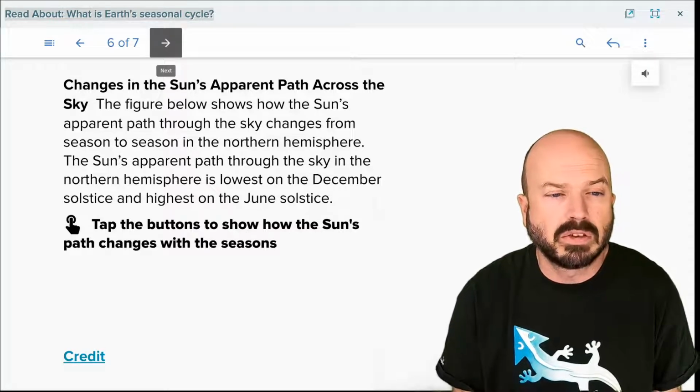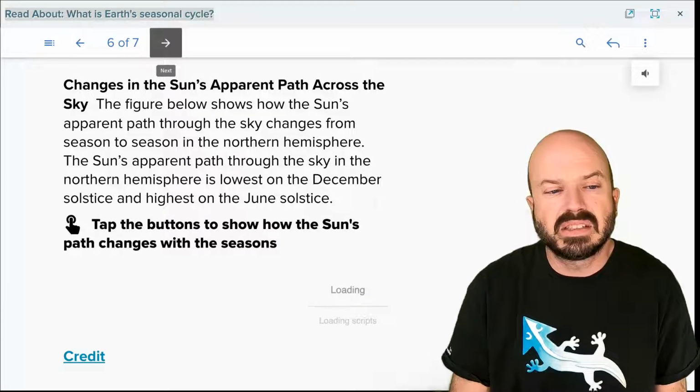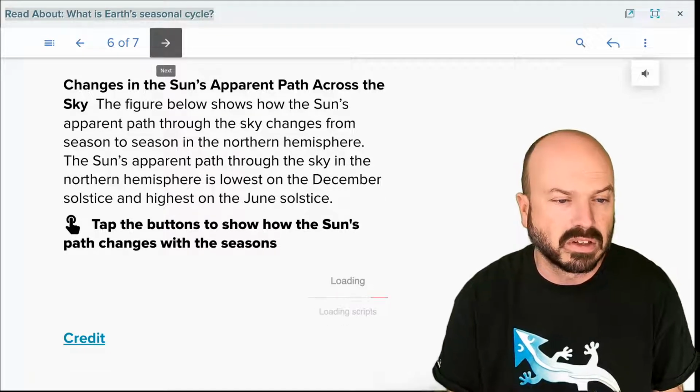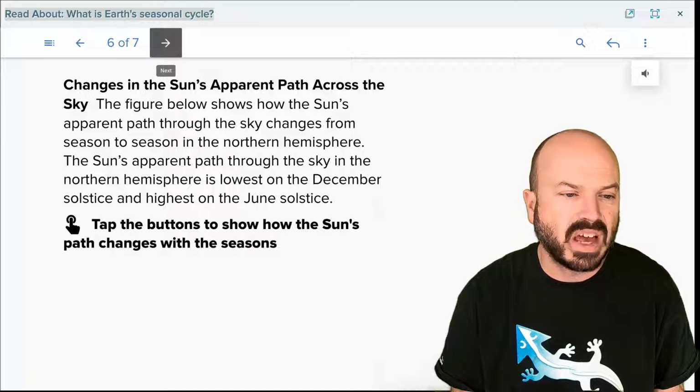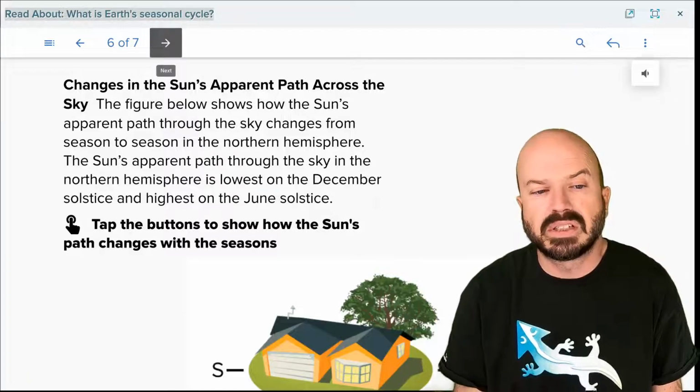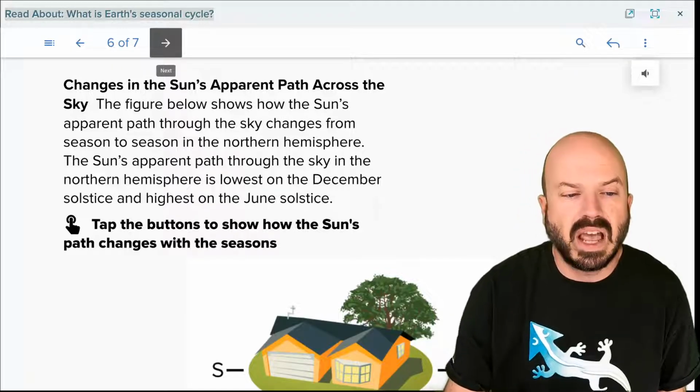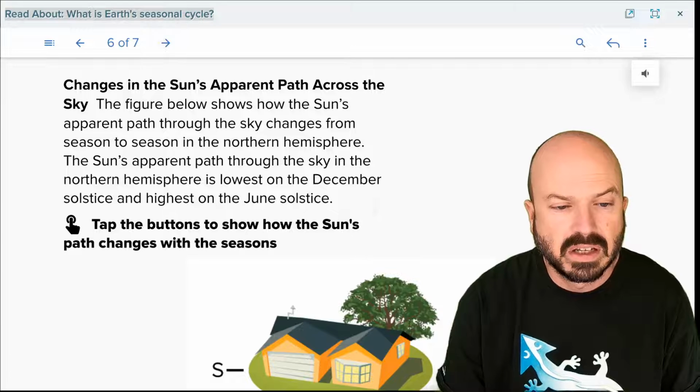So the figure below is going to show us how the sun's apparent path through the sky changes from season to season in the northern hemisphere. The sun's apparent path through the sky in the northern hemisphere is lowest in the December solstice and highest on the June solstice.